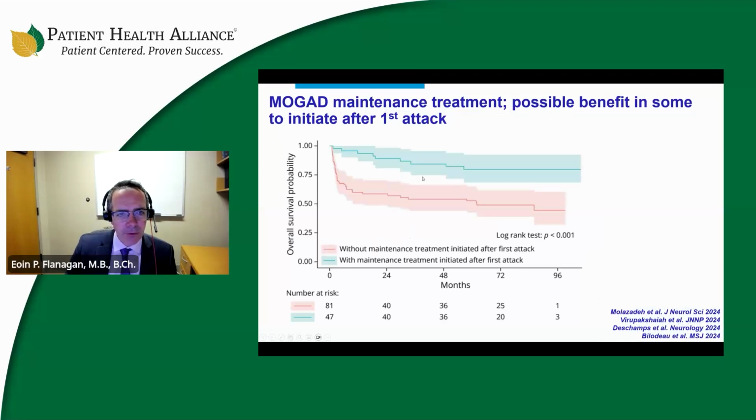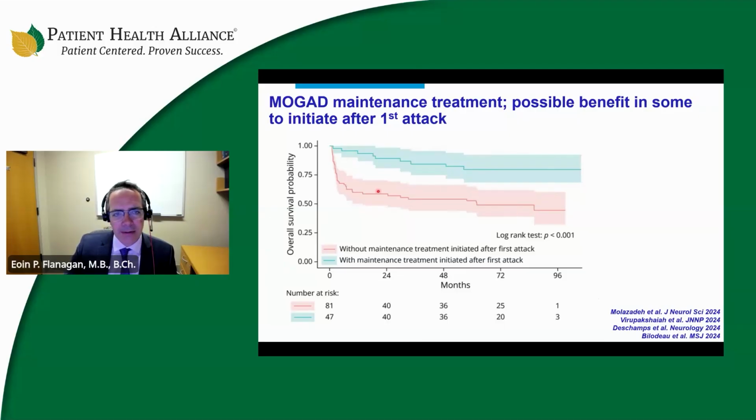Now, there's been some people who've treated patients after the first attack, and it seems like if you do start them on treatment, that they may reduce the risk of relapse. But then also, we don't want to treat everybody after the first attack, because up to half of those patients will never have a second attack, and we don't want to increase the risk of relapse for those.